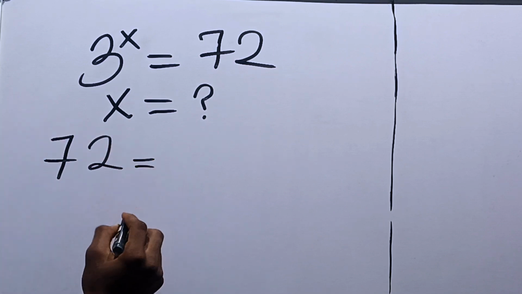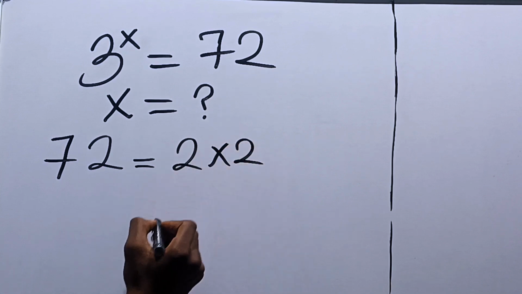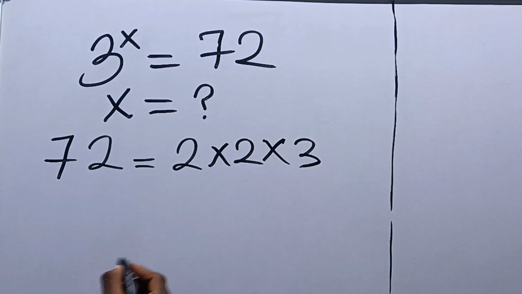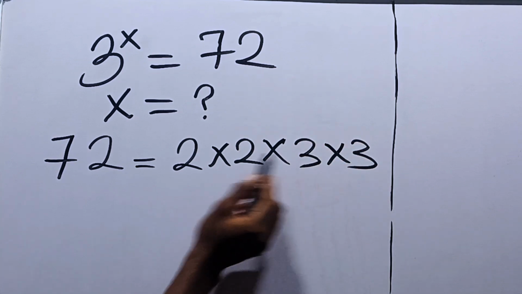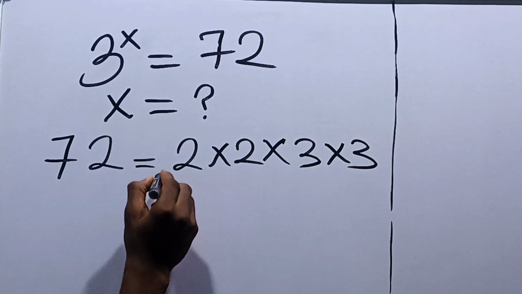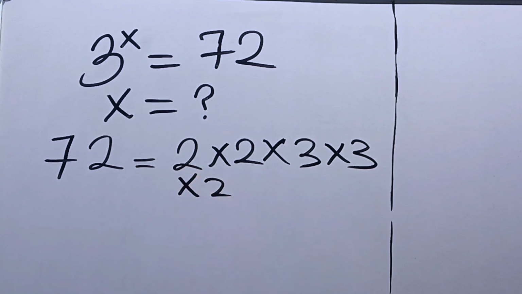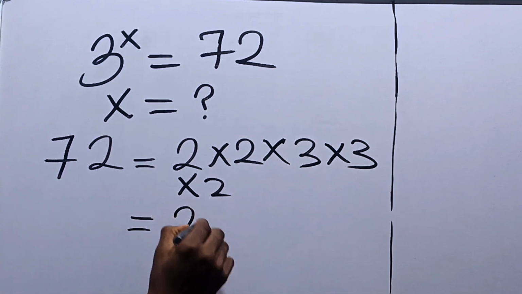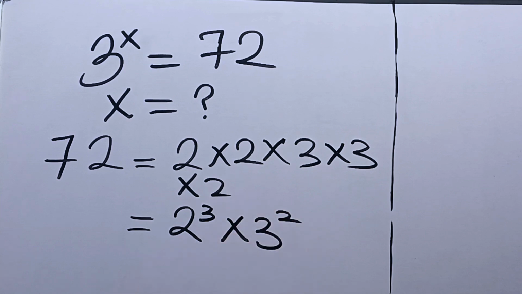Now 72, the factors are 2 times 2, okay, times 3 times 3. 3 times 3 is 9, 9 times 2 is 18, 18 times 2 is 36, times 2, 36 times 2 is 72. Okay? Now, this becomes equal to 2 raised to the power 3 times 3 raised to the power 2. This is 8 times 9, which is 72.